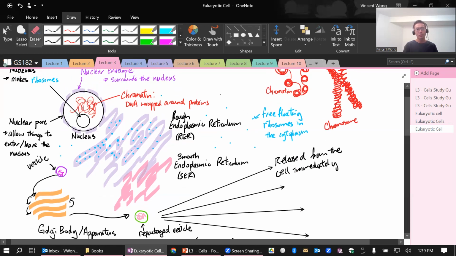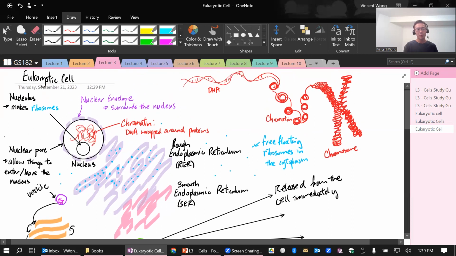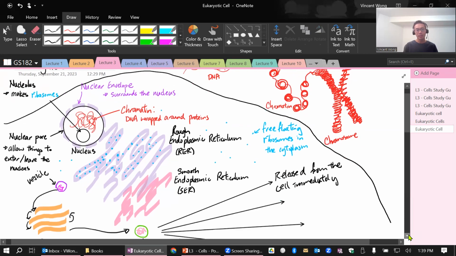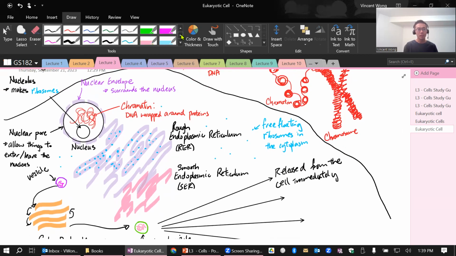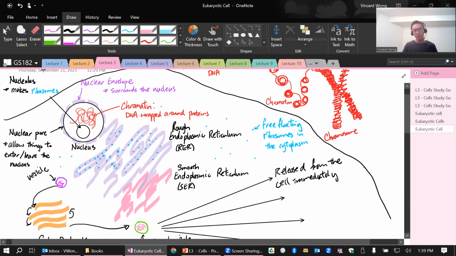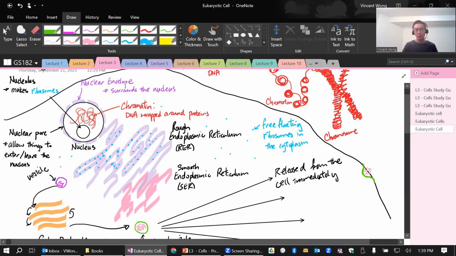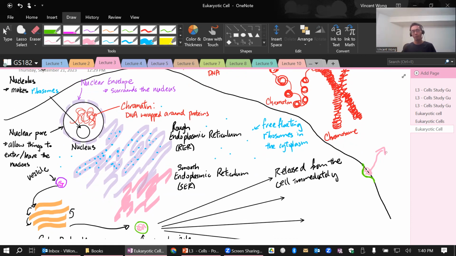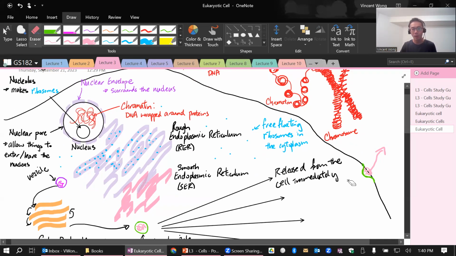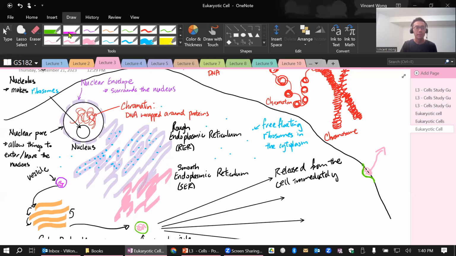So remember the cell membrane that I erased? Let me just bring it back for a second. So that's the cell membrane. This vesicle can travel all the way from here to the cell membrane, and then it will fuse with the cell membrane, and the protein that's in there will leave the cell. Maybe it's a hormone, maybe it's insulin. It goes into the bloodstream. We need it right now. So that's one possible function.